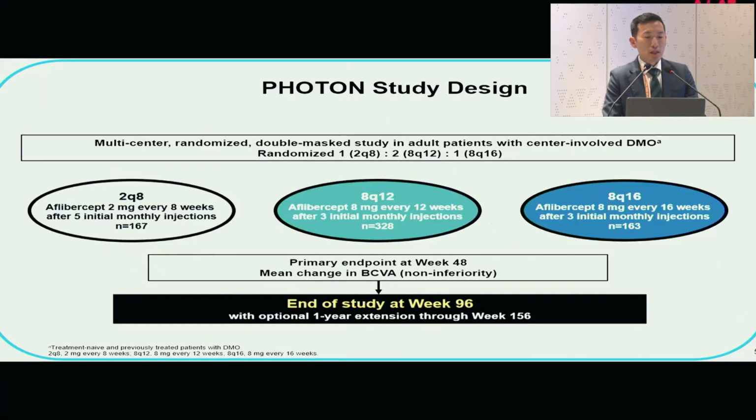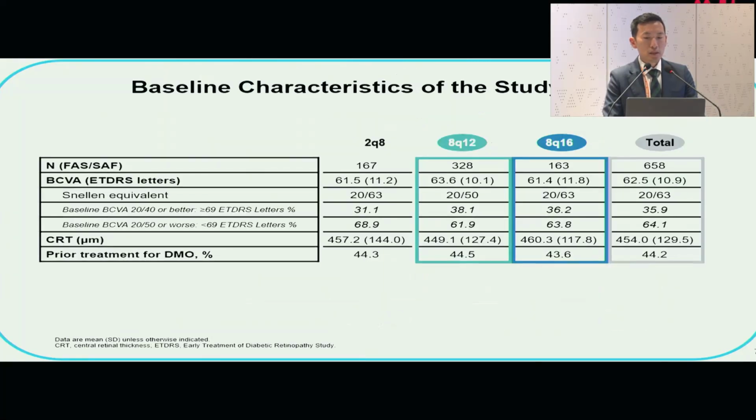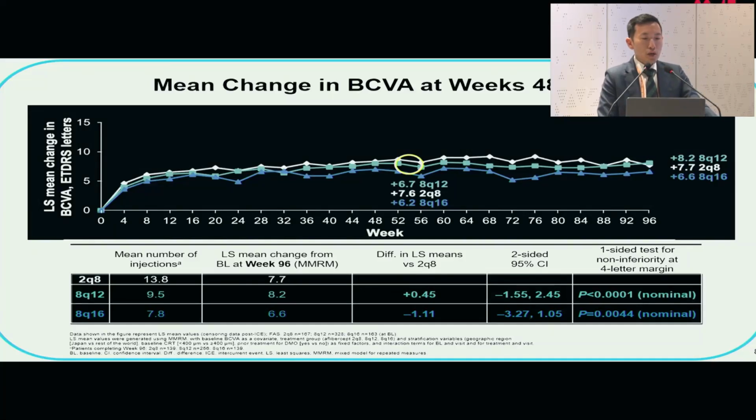Quick recap again on the study design. So 3 arms randomized at baseline and end of study at week 96. Going through quickly, baseline characteristics here of the different treatment arms. Again, you can see they were all pretty well balanced, as well as the study characteristics of the study eye. Again, pretty well balanced. So this is, again, one more time, the results, and I'd like to highlight the fact that there were less injections given in the 8 milligram Q12 and Q16 arms with the same kind of non-inferior visual acuity outcomes at the end of the trial.